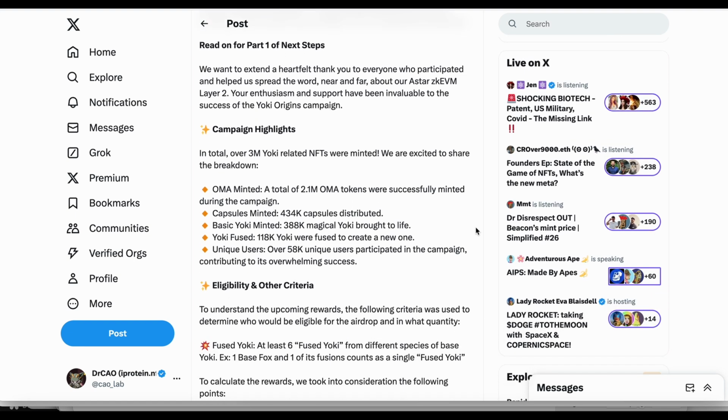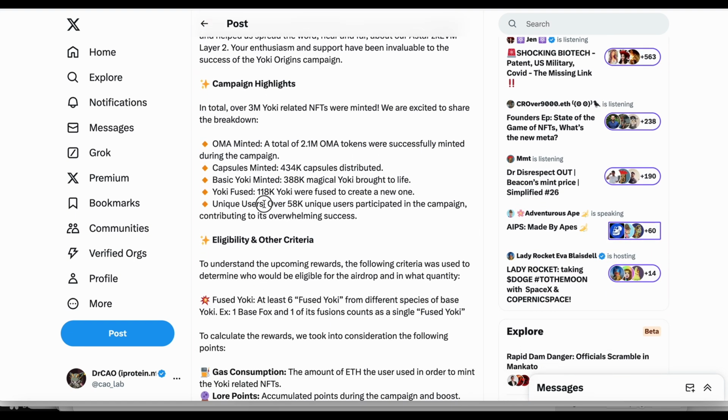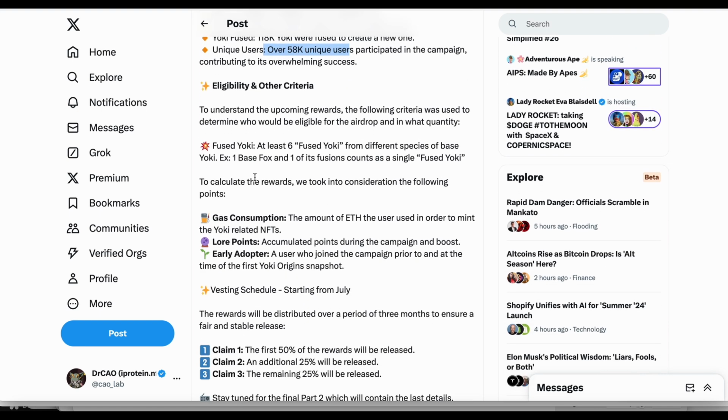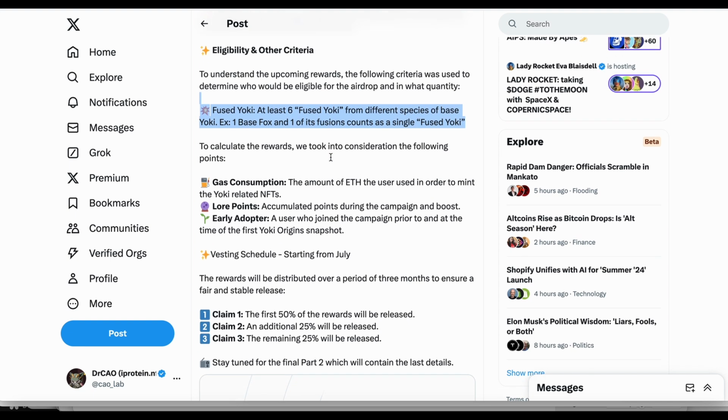First of all, we have a lot of you participate, so congratulations to those over 58,000 unique users who participated in this campaign. And if you participate, and also if you meet the requirement, you are going to get some rewards. So the requirement are here. You should at least have 6 fused Yokai from different species of base Yokai. So for example, you can have 1 base fox and one of its fusions counts as a single fused Yokai. So hopefully a lot of you have it.